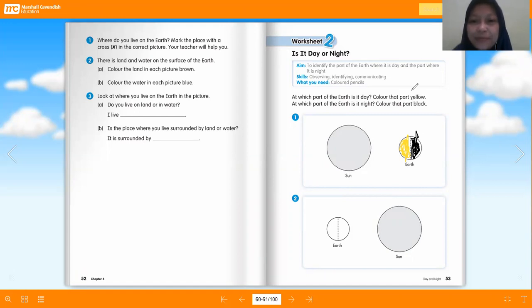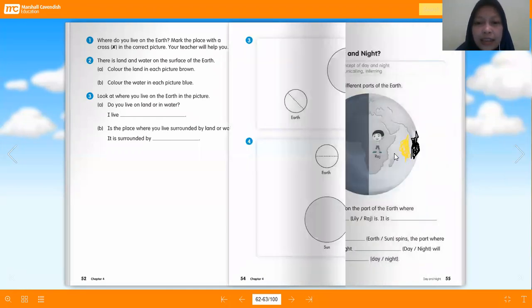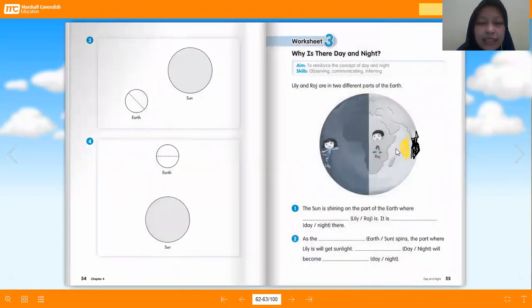And then for the next, this is the example for number one, and please continue for number two, number three and number four. So you answer from number one until number four.